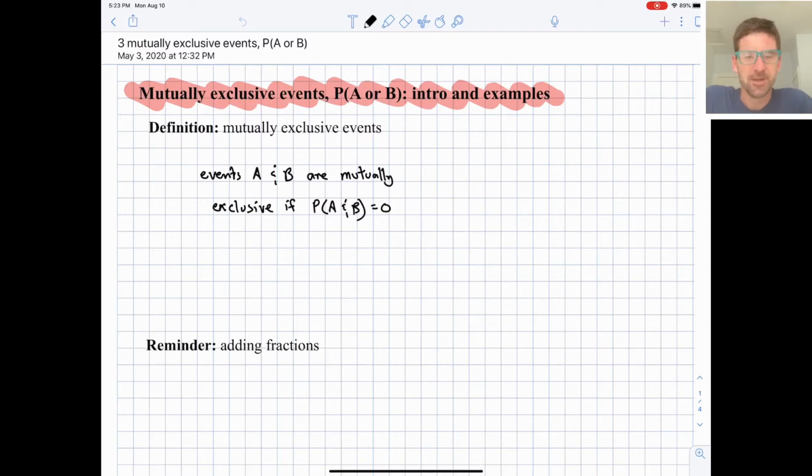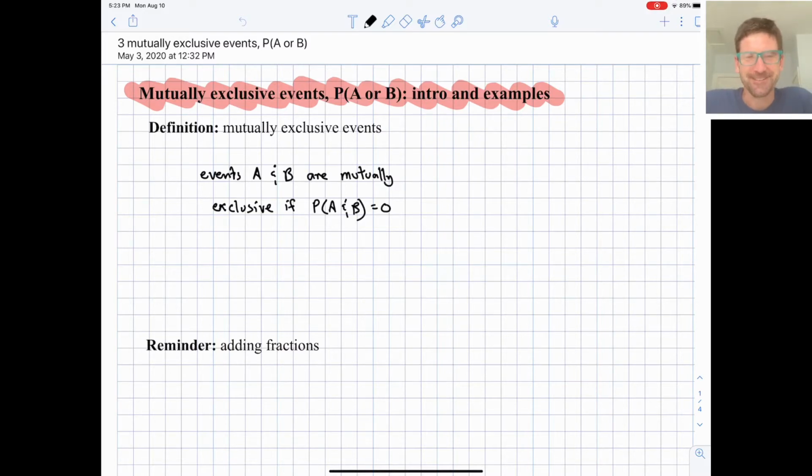All right, we're going to keep going with our work with compound probability. And this particular video will be looking at mutually exclusive events and the probability of A or B happening. And we'll start with an introduction and then do a couple examples.